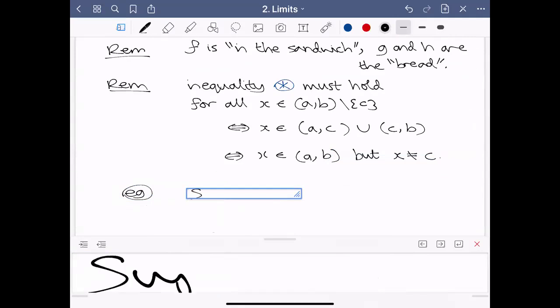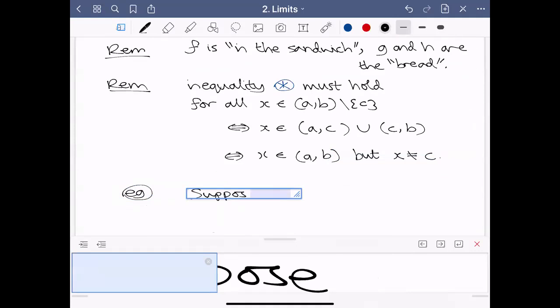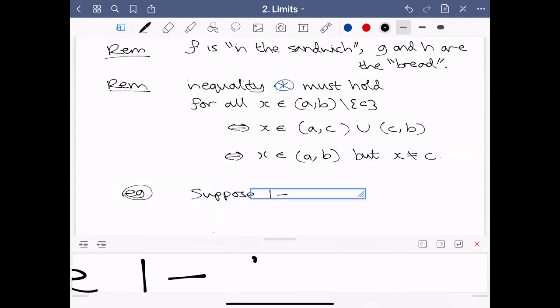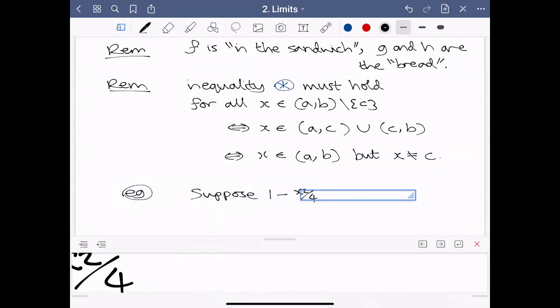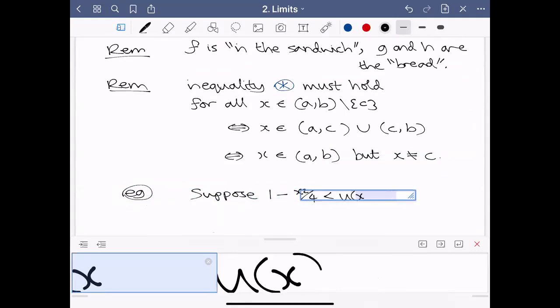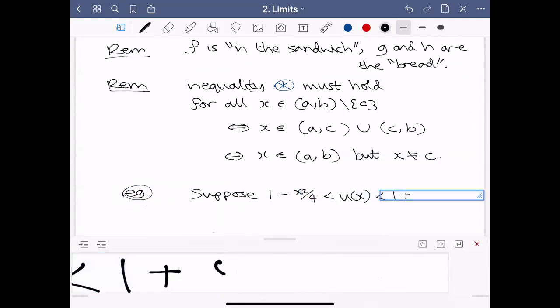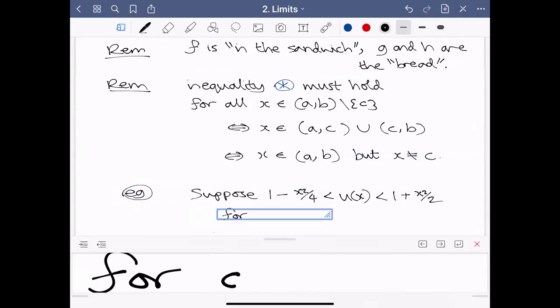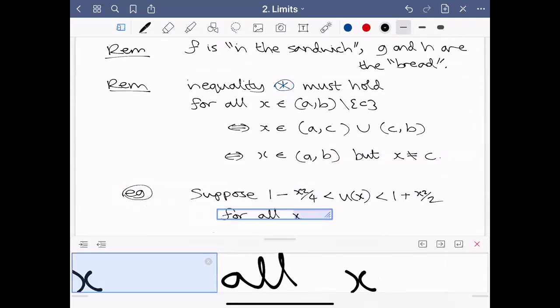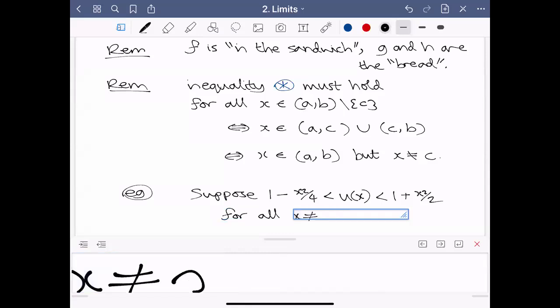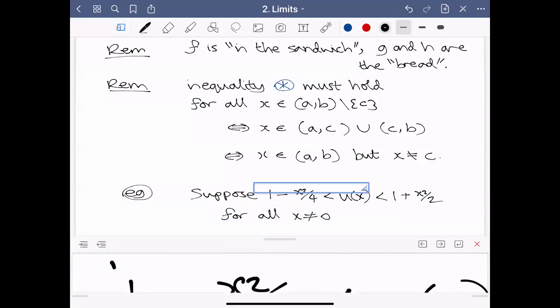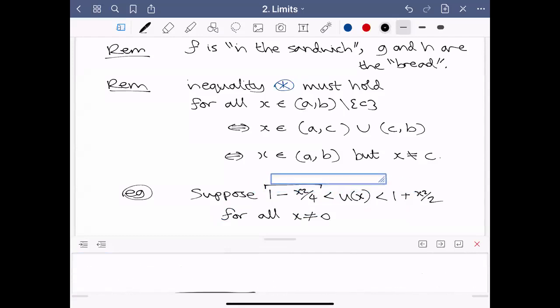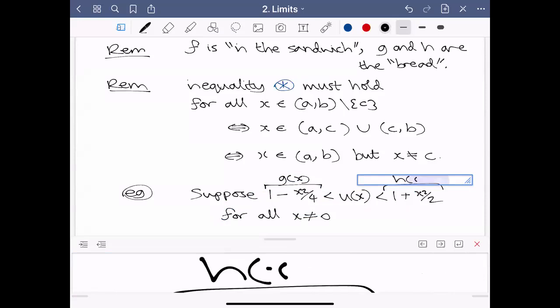So suppose we have these inequalities, for all non-zero x. So the sandwich is now called u, not f, but these are our g(x) and h(x).